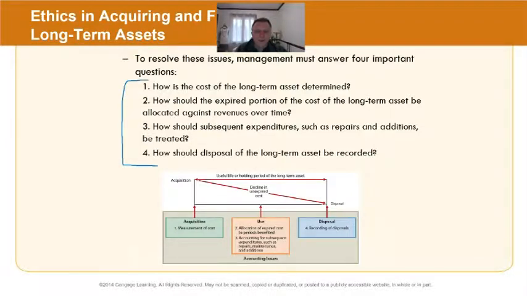Second, how should the expired portion of the cost of the long-term asset be allocated against revenues over time? So how fast are you going to bleed off the value of that? Third, how should subsequent expenditures like repairs, maintenance, and improvements to the asset be treated? And fourth, how should you dispose of those assets? These are all questions to answer when it comes to figuring out how to handle long-term assets.